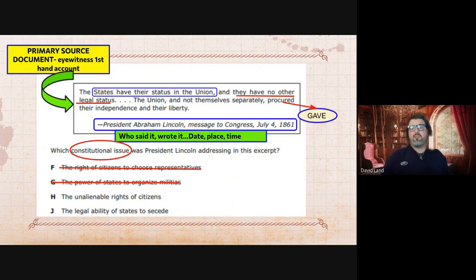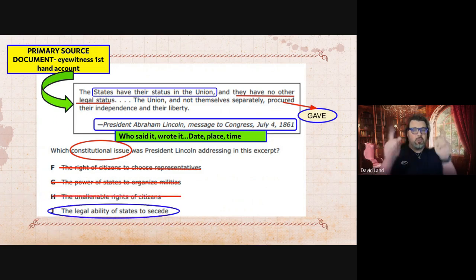It doesn't even mention those. And there you go, there's your 50-50. Choose. What do you think? Is it about unalienable rights or the ability of states to secede? What do you think? If you chose secession, you were correct, 100%. Round of applause for you.